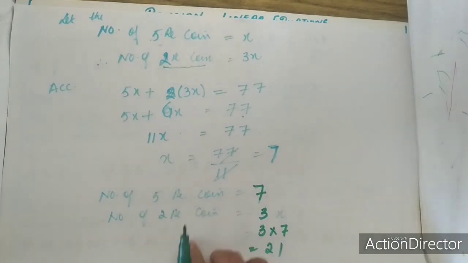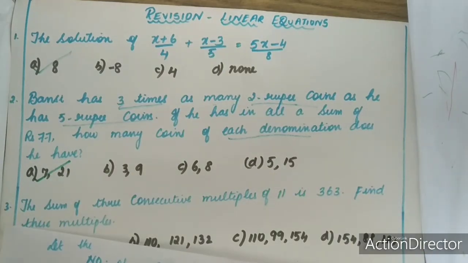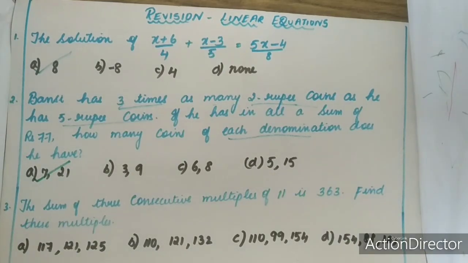So let us see whether the option is here. Do you have 7, 21? Yes, I am having 7, 21.